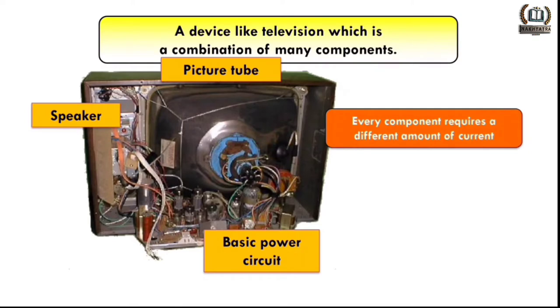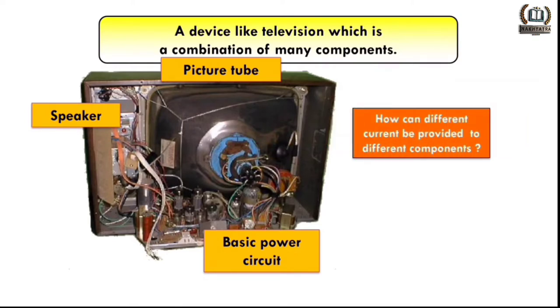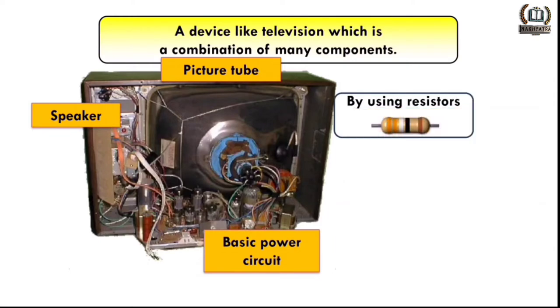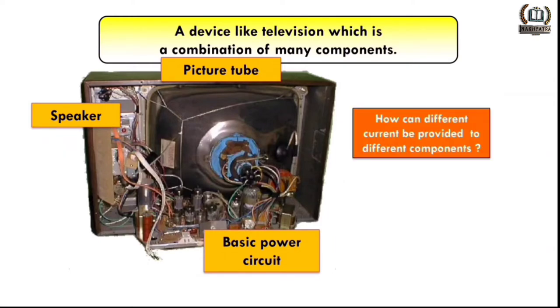Now every component requires a different amount of current. So how can different current be provided to different components? For that, we will be using resistors. By using resistors, different current can be provided to different components.